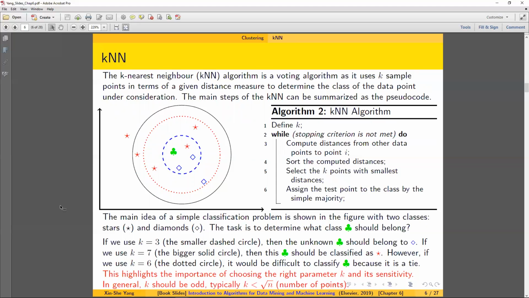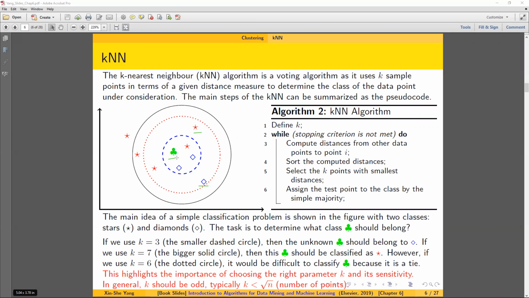Let's look at k nearest neighbor. K nearest neighbor is an algorithm that is called a voting algorithm. It uses k sample data points, in terms of a given distance metric, to determine the class of the data point under consideration. Before we actually go to the algorithm, let's take a look at this example on the left-hand side. The main idea of this classification is to say that, assuming the data has 2 classes, one is a star, the second type is this diamond. And the task is to determine which class this green spade belongs to.